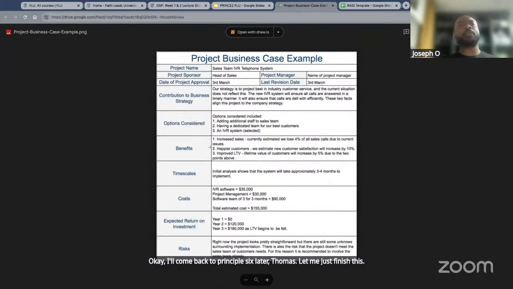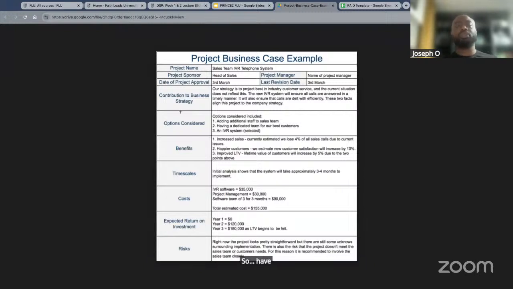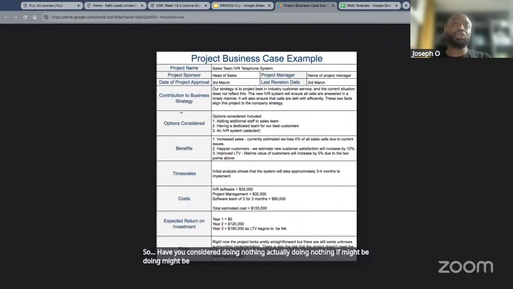So, have you considered doing nothing? Because actually doing nothing might be the best course of action to take, instead of implementing a project.